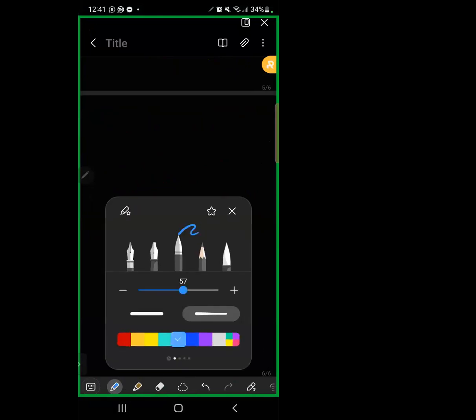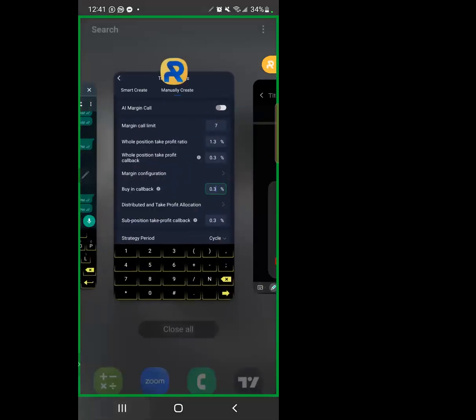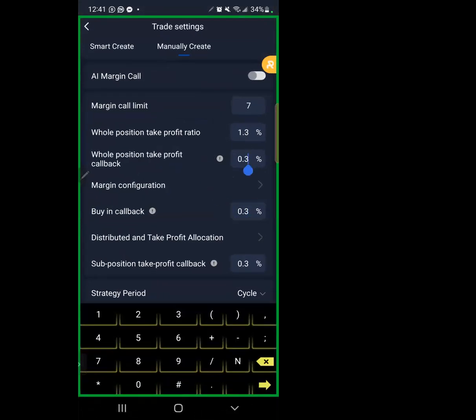Now let's go to the take profit callback. The take profit callback, this is it. I advise always give the take profit callback 0.01, not 0.4, 0.01. Why? Let's first understand what a take profit callback means. Now, this is a whole position take profit callback. It's the same as the sub position take profit callback. The difference is very small.